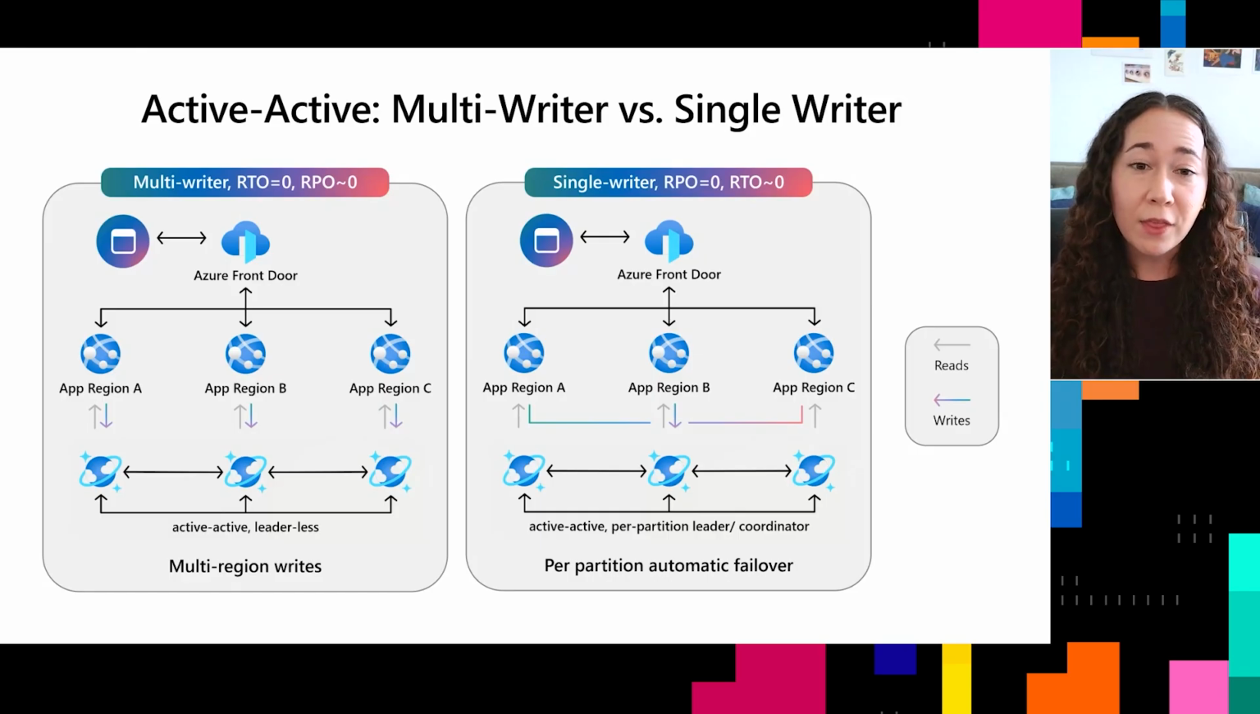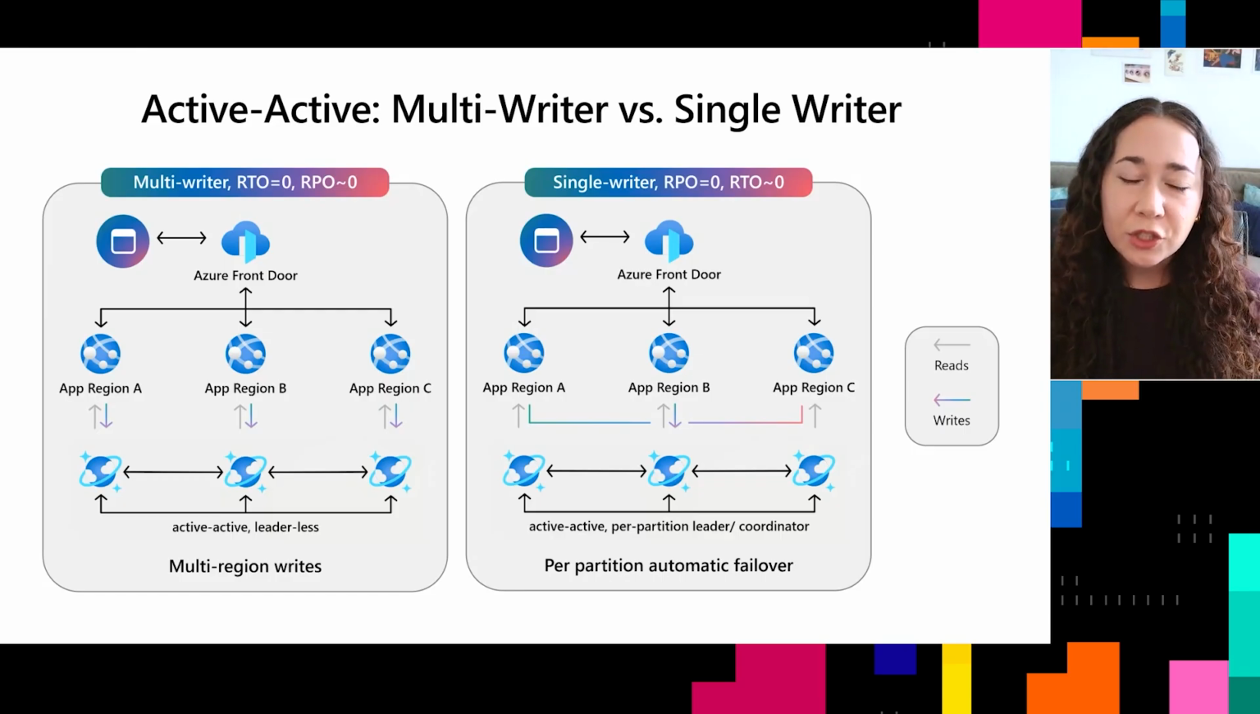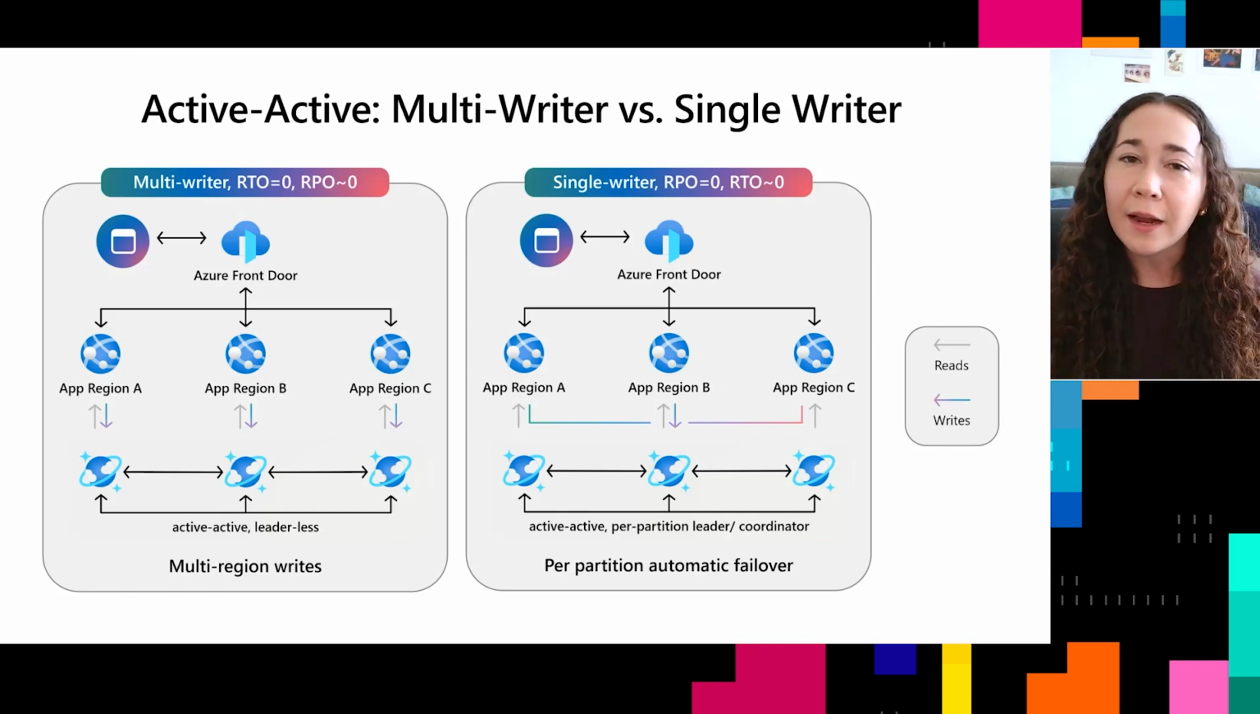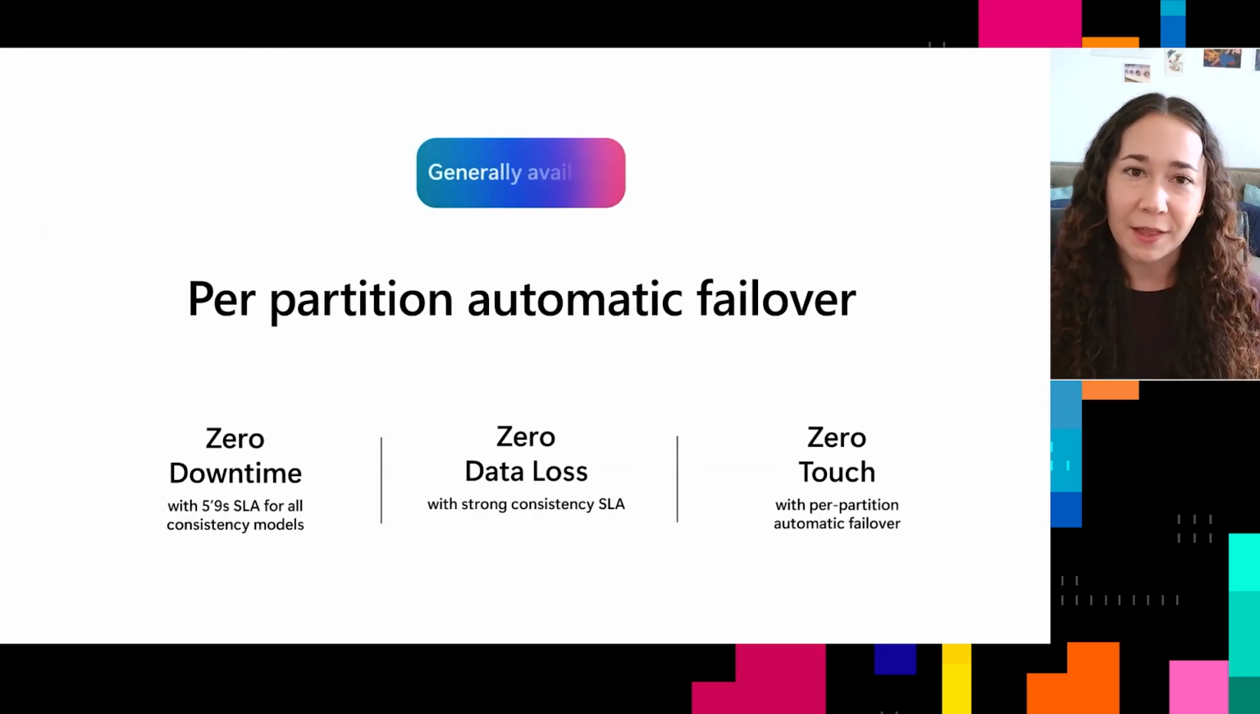With per-partition automatic failover, the unaffected healthy regions or partitions are still reading and writing from that primary write region, while any partition that is experiencing issues can fail over seamlessly. The application handles all of this, so we don't need to coordinate the failures on our app side, and we don't need to make an expensive call on when to fail over the entire region. So this gives us the active-active pattern with 5 nines of availability without actually having multiple writers. Per-partition automatic failover is now generally available. This gives us 0 downtime, 0 data loss, and 0 touch, because the SDK does the heavy lifting for us.